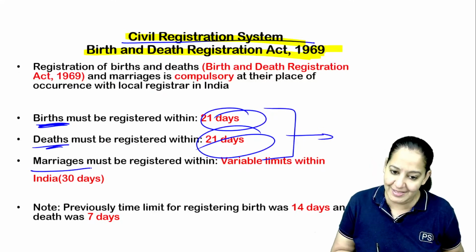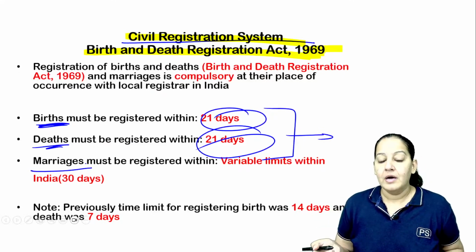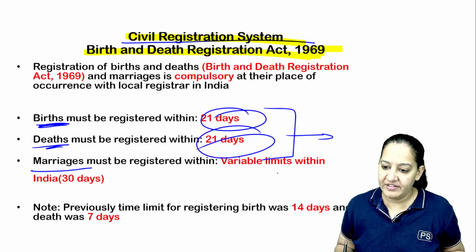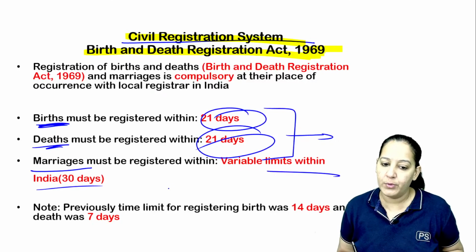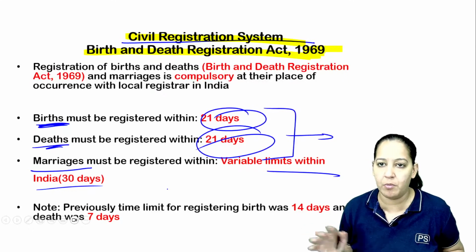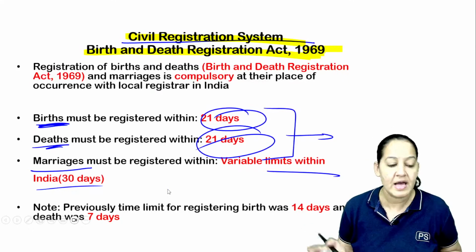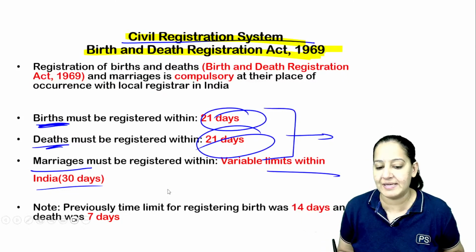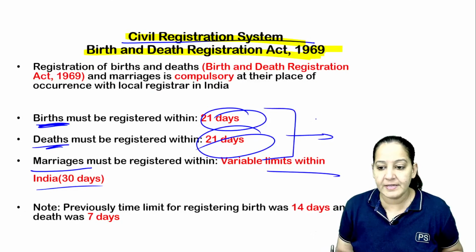Okay. And marriages have different rules, but in India it should be within 30 days. It should be registered within 30 days. Okay. So marriages must be registered. It is variable, but at most of the places it is within 30 days. After that, it's also possible, but with penalty. Okay. These are the new guidelines.